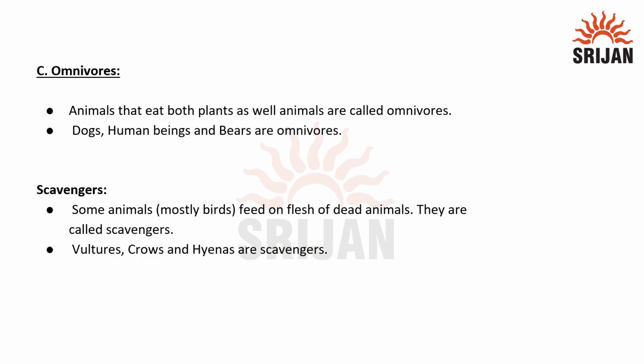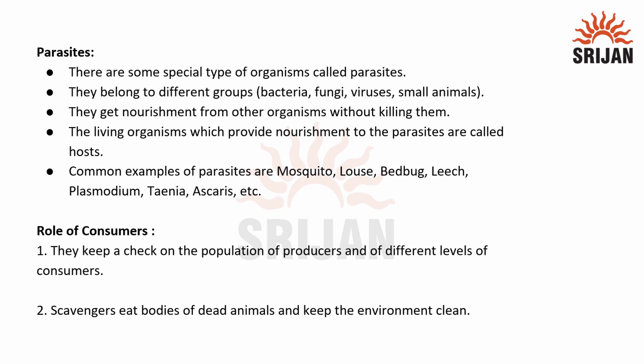Here we have the next type of consumer, that is omnivores. Omnivores are animals which are going to eat both plants as well as other animals, and hence they are called omnivores. Dogs, human beings and bears are examples of omnivores because they consume both plants as well as animals. Then we have another category which is called scavenger. The scavengers are the animals which are going to feed on the flesh of dead animals, and examples are vulture, crows, hyenas.